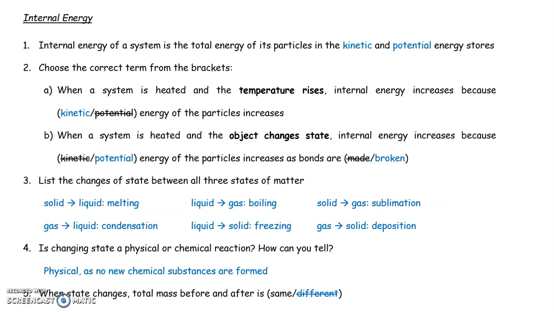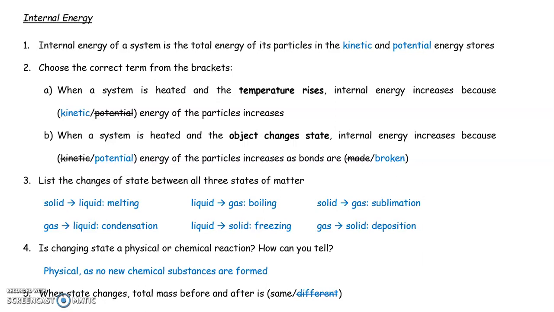Internal energy is talking about the energy inside an object. It's not about the object itself. For example, if you think about a football, it's not about the movement of the whole football, it's about the movement of the particles that make the football up. In a solid, liquid and gas, those particles are always moving. So internal energy is made up of the kinetic energy of the particles plus the potential energy of the particles. Potential energy is due to their position and their bonds.